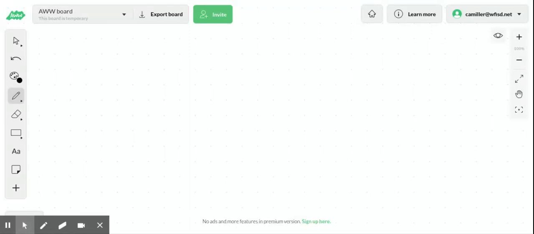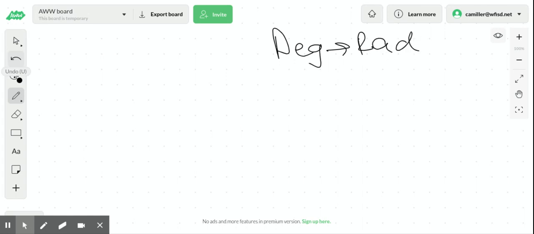We're looking at today how to change from degrees to radians, and also we'll go radians to degrees as well. So what you have to remember is that 180 degrees is equal to pi radians. So when I am going to set up a little conversion, I'm going to go from degrees to radians.